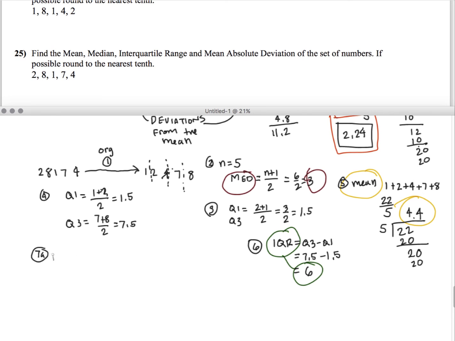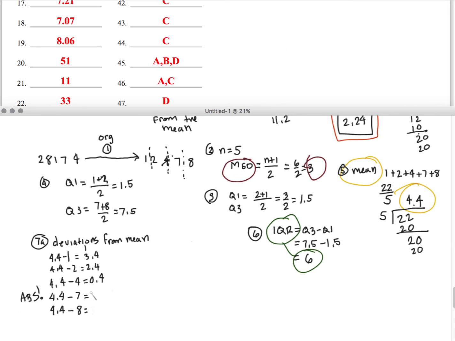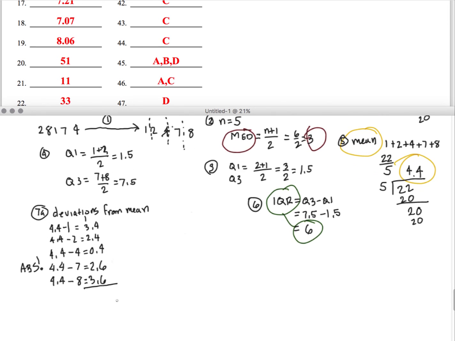Okay, now, to get our mean absolute deviation, 2 steps. First, we find all the deviations from the mean. And remember, our mean is 4.4, so that's 4.4 minus 1, minus 2, 4.4 minus 4, 4.4 minus 7, and 4.4 minus 8. And remember, that's absolute values, so these are positive 2.6 and 3.6. Now we add these all up. That's going to give us 4. And that's 2, 12. 12.4.